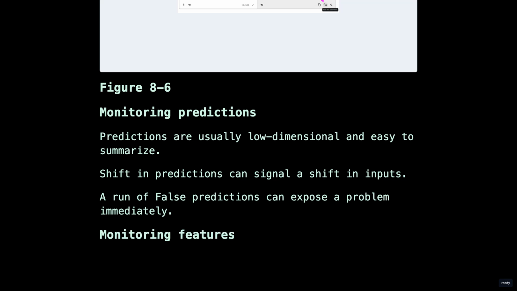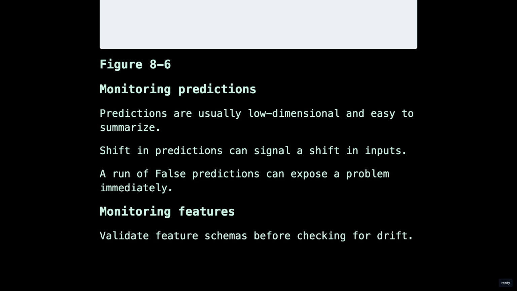Features are where many monitoring systems spend most of their effort. They sit close to the model input, so they're useful for debugging, data quality checks, and drift detection. Feature monitoring starts with schema validation. Are the values in the shape and range you expect? That means checking things like numeric ranges, formats, allowed categories, and relationships between columns before you even talk about distribution shift.